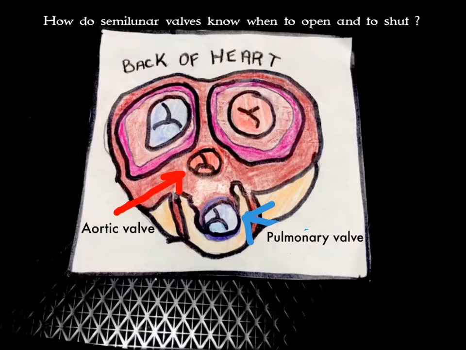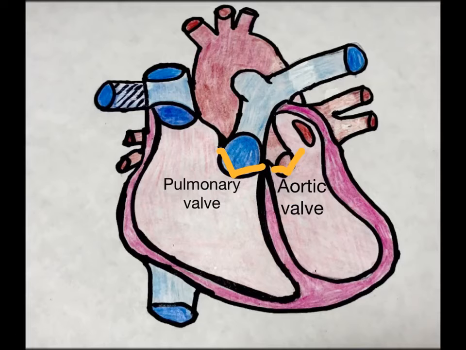So then how do the semilunar valves know when to open and close also? The semilunar valves located in the 2 ventricle chambers also have cusps that part when the blood pushes on them from below to escape the ventricle chambers. It then closes when blood is pushed from above.